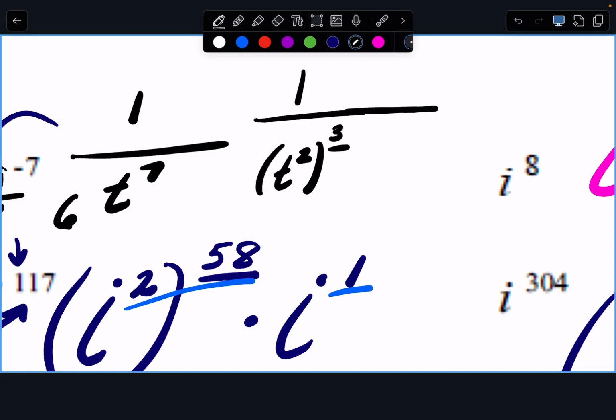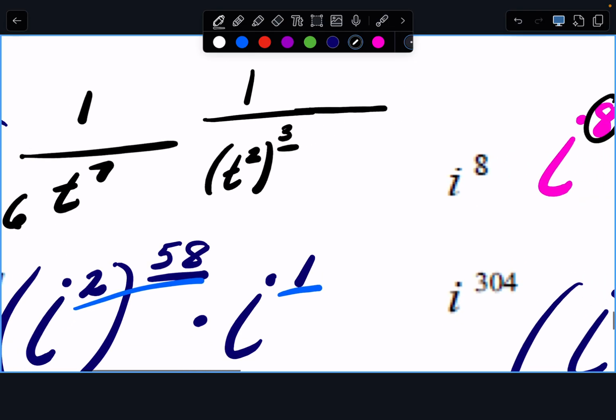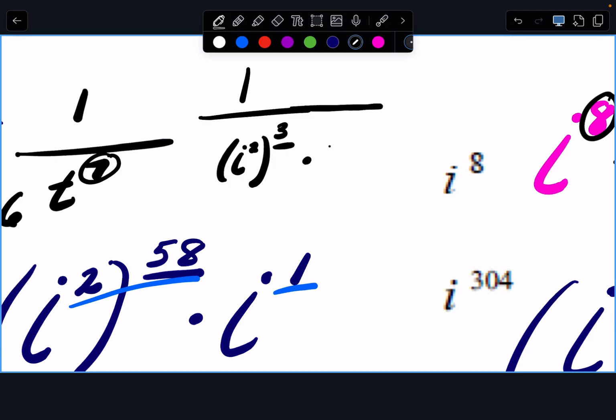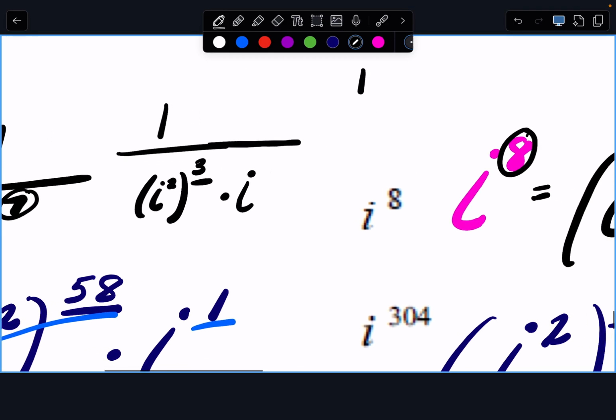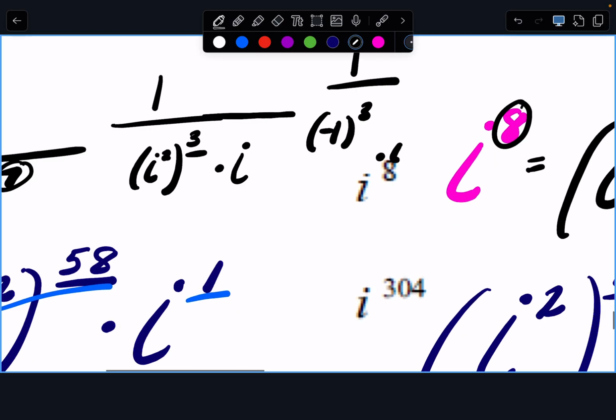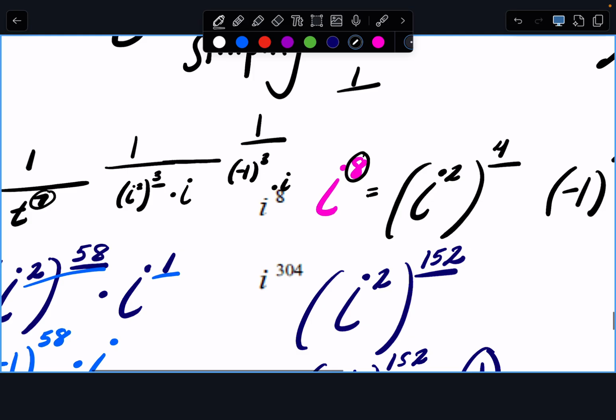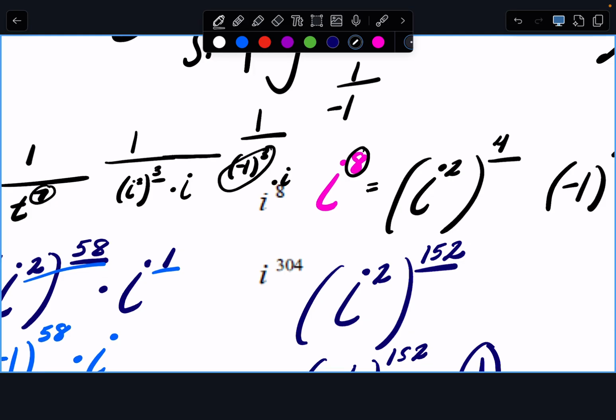So I'm going to put a 3 here. But then why did I write a T? Is that a T or an i? I don't know why I'm writing T. I'm supposed to be writing i. i squared. And we need 7 of them. So what do we need to times by? 1 more i. So then you'd say, okay, so what do I have? 1 over negative 1 to the 3rd times i. So that's 1 over, isn't negative 1 to the 3rd negative 1 times i? So then we have 1 over negative i. That's as good as it's going to get.